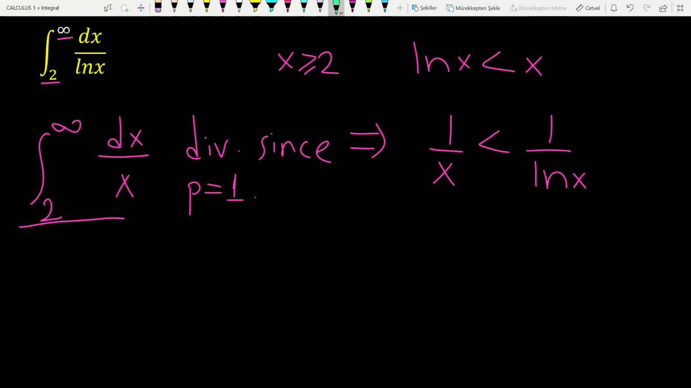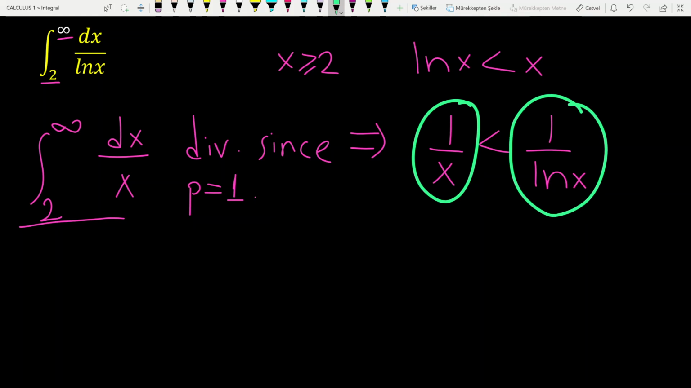Again, if the smaller one is a divergent improper integral, the greater one must be divergent. If the answer of the smaller one is infinity, the answer of the greater one must be infinity. This is why the given improper integral is divergent. Let's look at the second type of test, the limit comparison test.